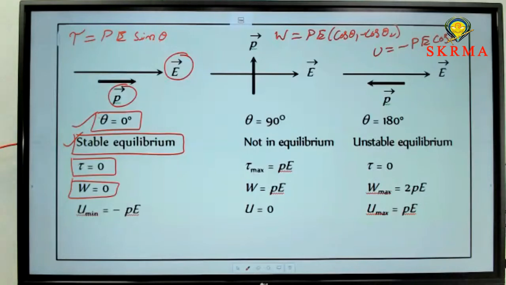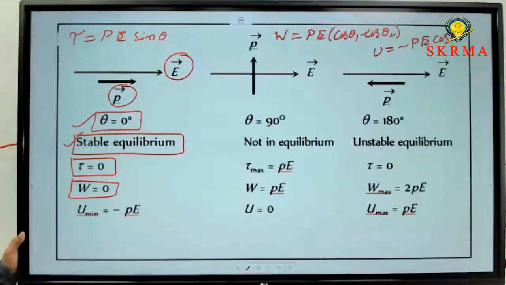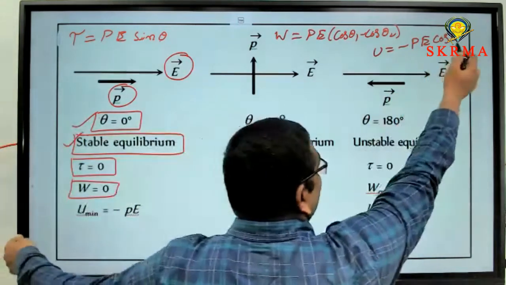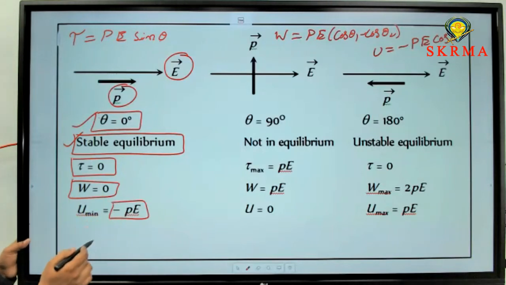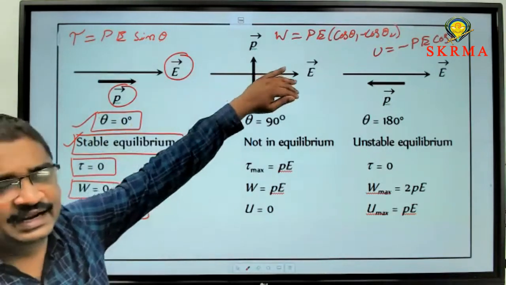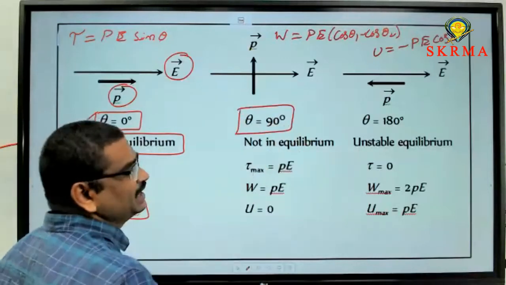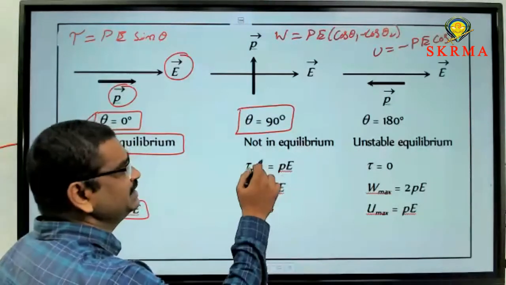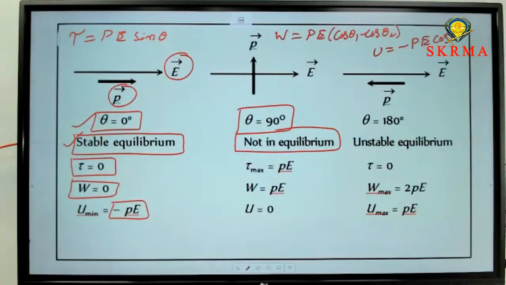Next one. If you substitute theta equal to 0 in the potential energy equation, how much will you get? Minus PE. Minus PE is nothing but a minimum value. The minus sign is there, so we need to take that as a minimum value. Similarly, if the field and dipole moment are perpendicular to each other, that is theta equal to 90 degrees. Theta equal to 90 degrees is also called not in equilibrium.